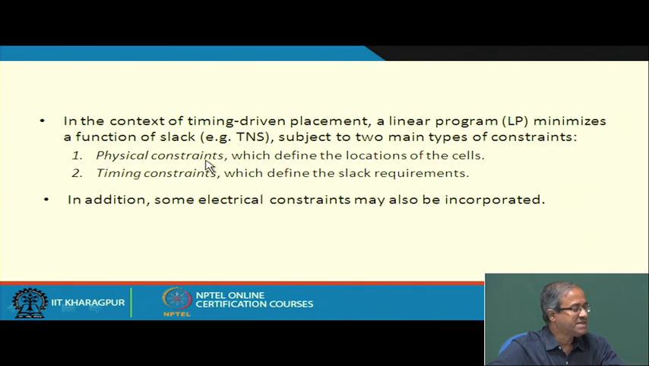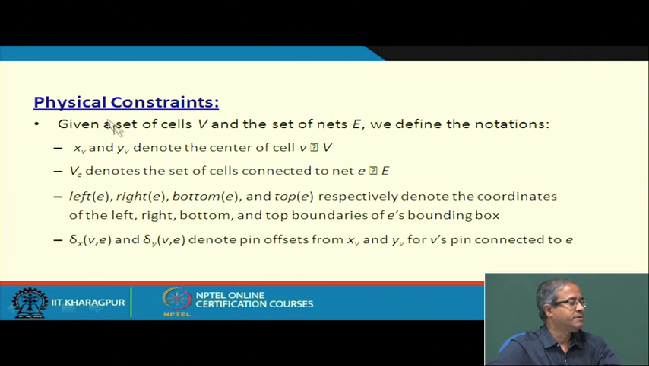One is called the physical constraints, those are the placement, so where the cells are located, and timing constraints, that concerns the slack values. In addition, you can also incorporate some additional constraints, some electrical constraints if you want, but we only talk about these two here, physical and timing. So, the physical constraint, let us see what these are.